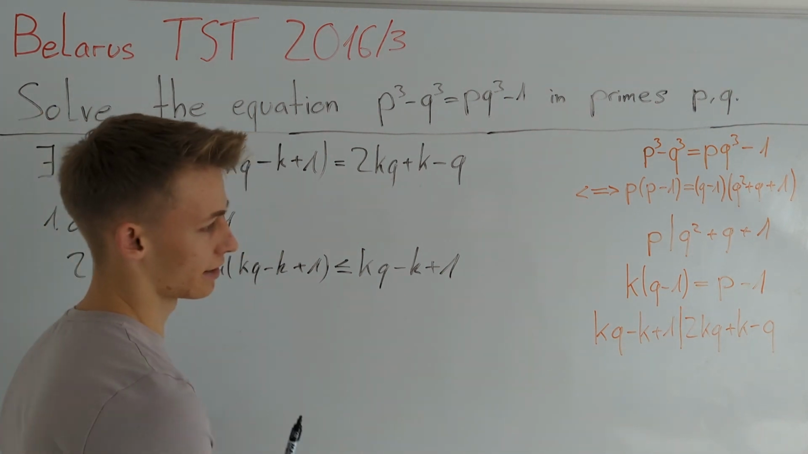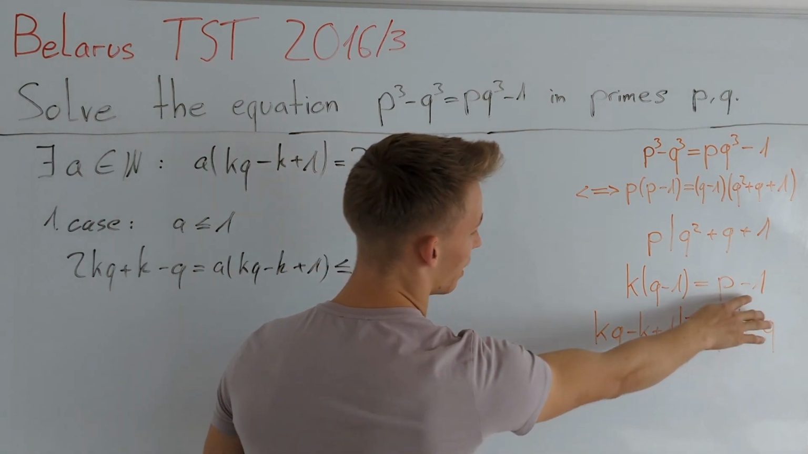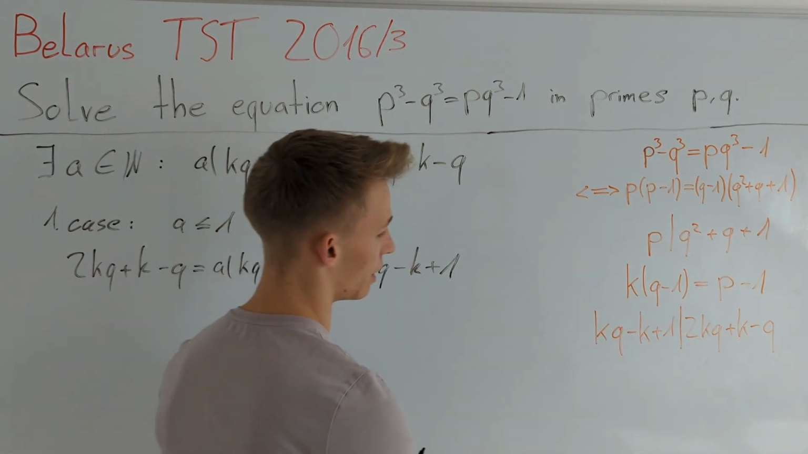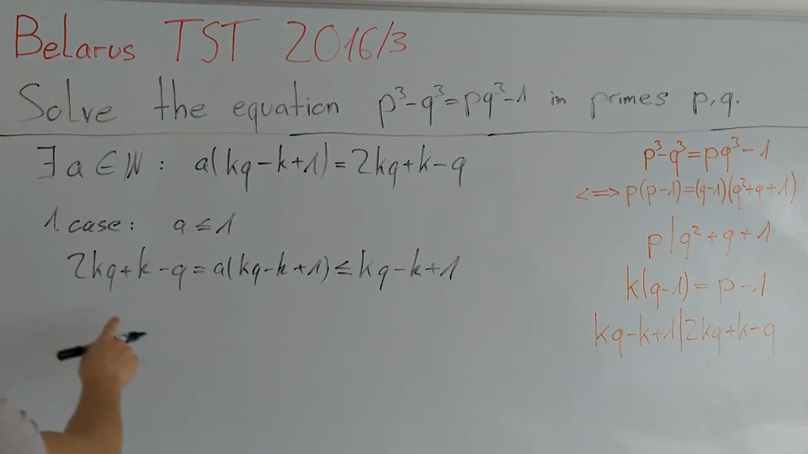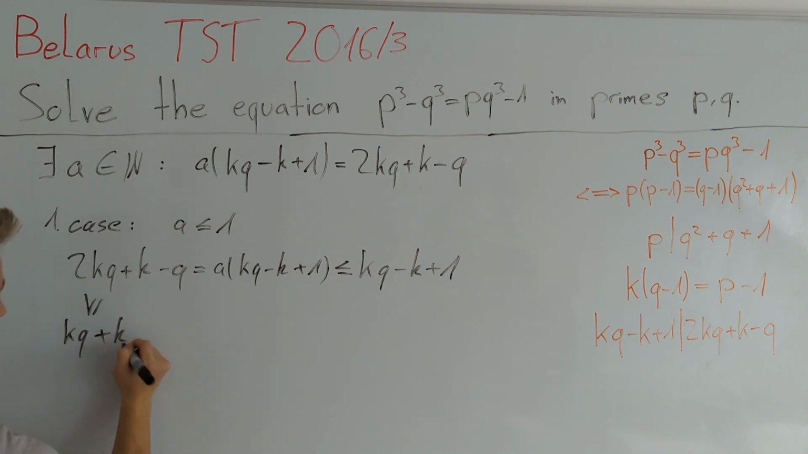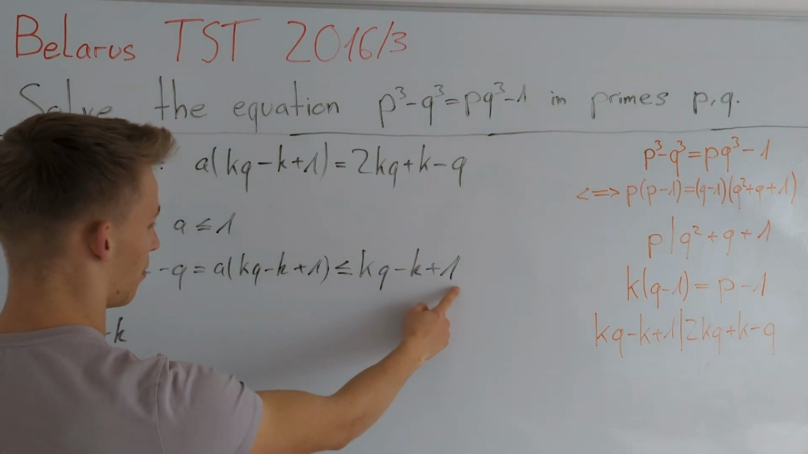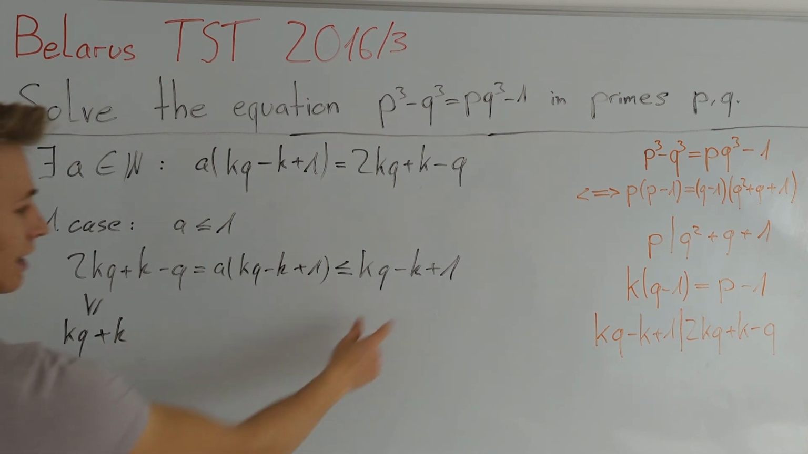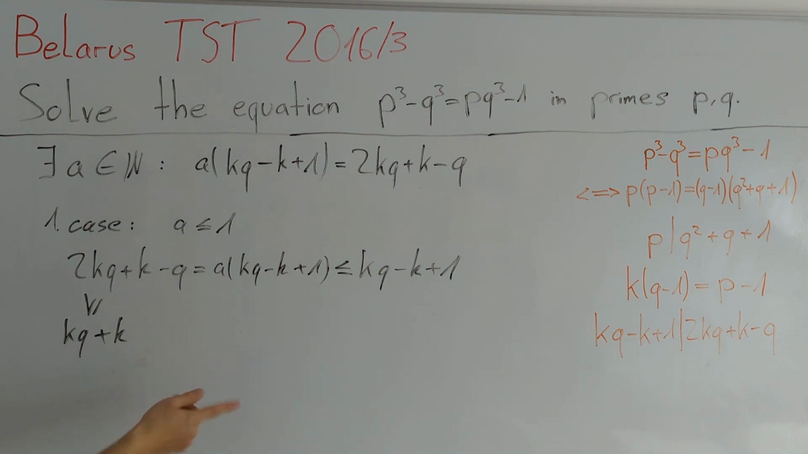Here I want to mention that since we have k times q minus 1 is equal to p minus 1, and both p minus 1 and q minus 1 are positive since p and q are primes, we know that k is at least 1. From this we can bound the left hand side, namely we can say that this is greater than or equal to kq plus k, since we have here 2k minus 1 times q, and 2k minus 1 is greater than or equal to k. Now we see that on the left hand side we have kq plus k, and on the right hand side we have kq minus k plus 1, but we also know that k is at least 1, and therefore it is impossible that the right hand side is greater than or equal to the left hand side, and therefore this is a contradiction.